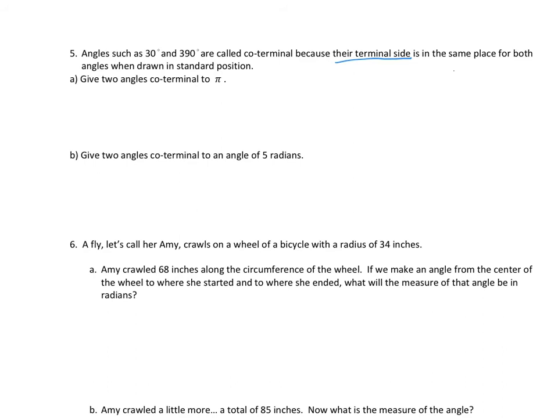Okay, so let me draw, like this is 30 degrees, and then if I wanted to draw 390 degrees, that would be a full rotation plus 30 degrees. So these angles are coterminal because their terminal sides coincide. So problem 5a asks us to give two angles coterminal to pi.